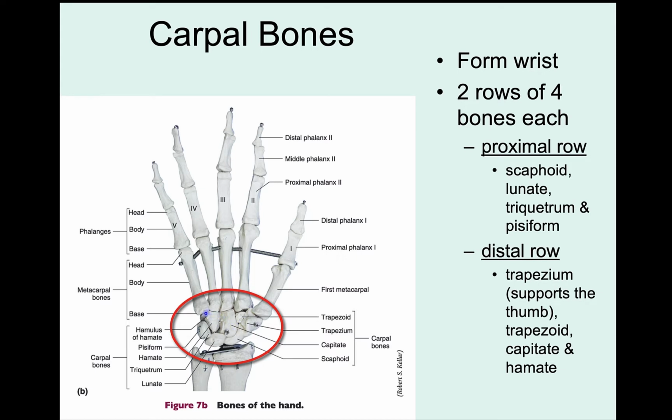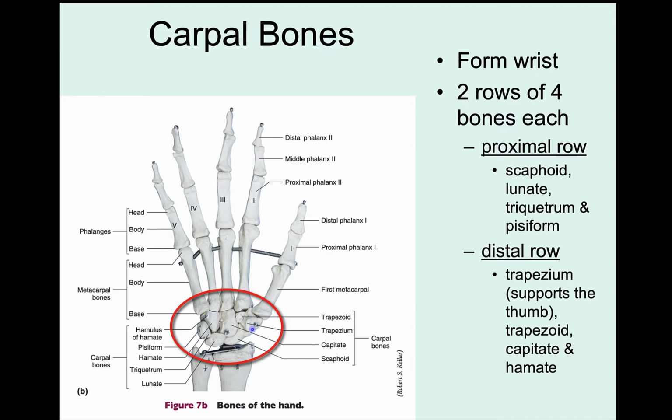And on the hamate, we have this little projection called the hamulus of hamate. It reminds me of the Knights of the Round Table. Sounds like Sir Hamulus of Hamate riding in on his horse. Anyways, hopefully that'll help you remember that.